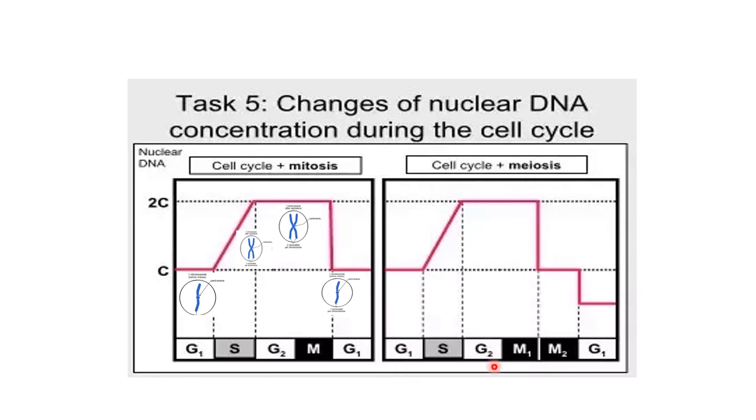So interphase comes before meiosis, not between meiosis 1 and 2. It comes before meiosis and before mitosis. Every cycle starts with interphase, then meiosis or mitosis.